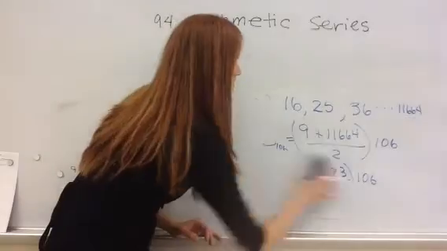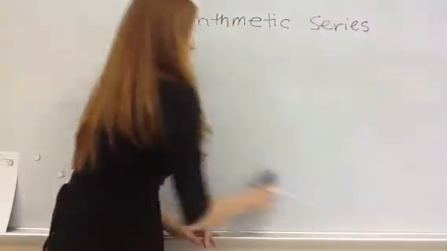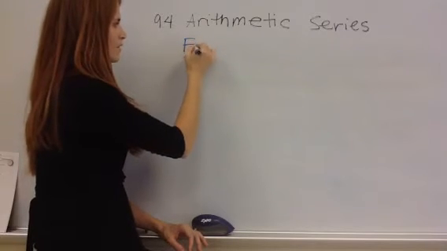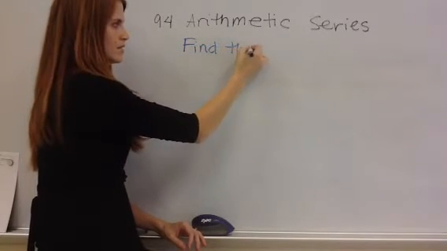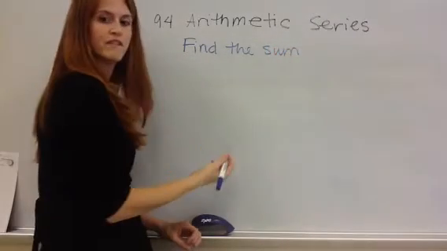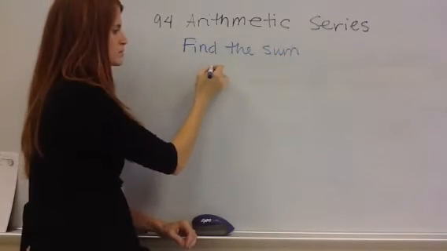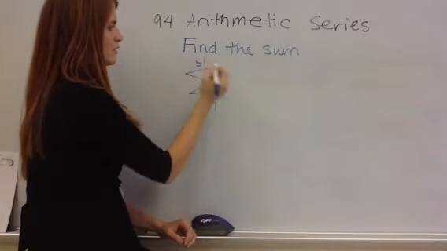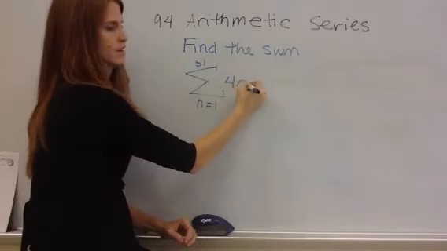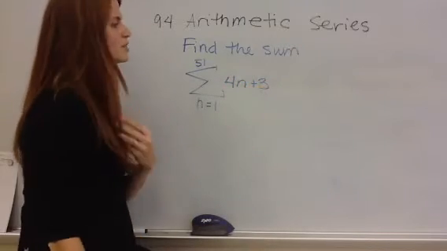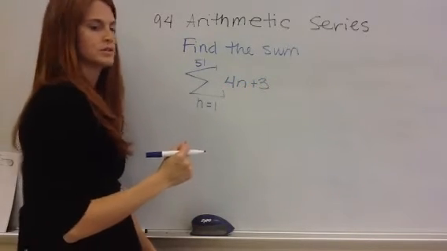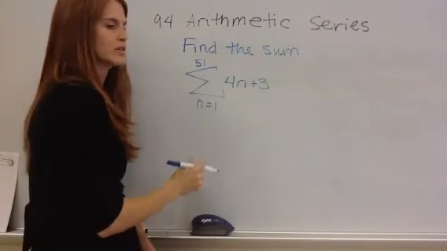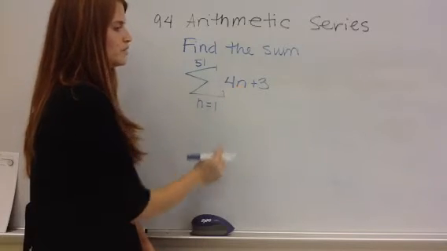We're going to try another one of these. We want to find the sum. So we're going to have n start at 1 and go to 51. And this time we're going to do 4n plus 3. So what we want to do is come up with our sequence, and then add them together. So to get my sequence, I plug in a 1 first.